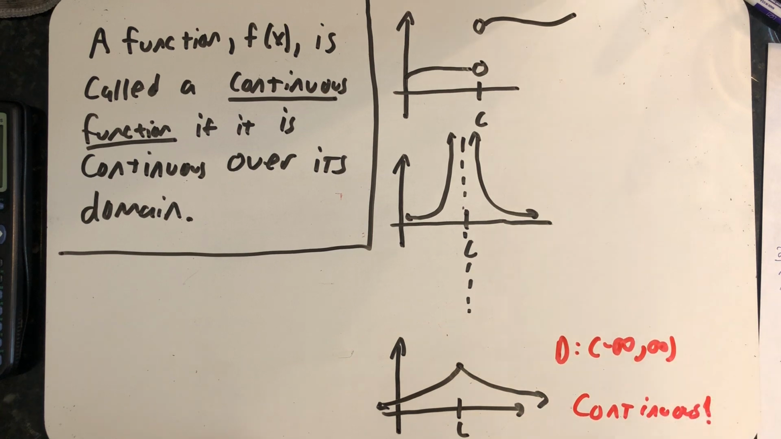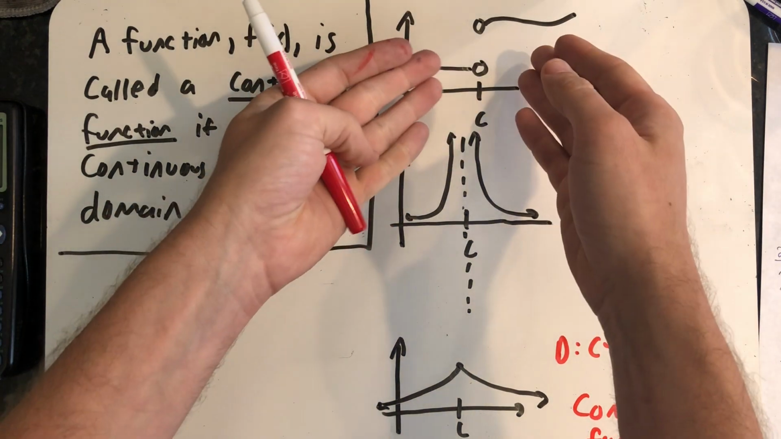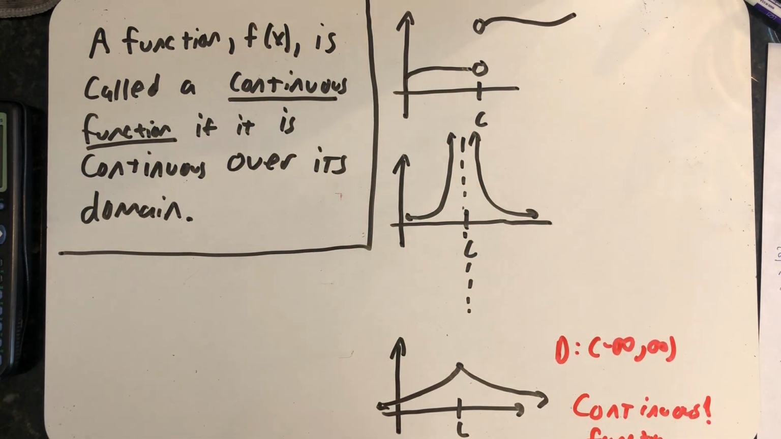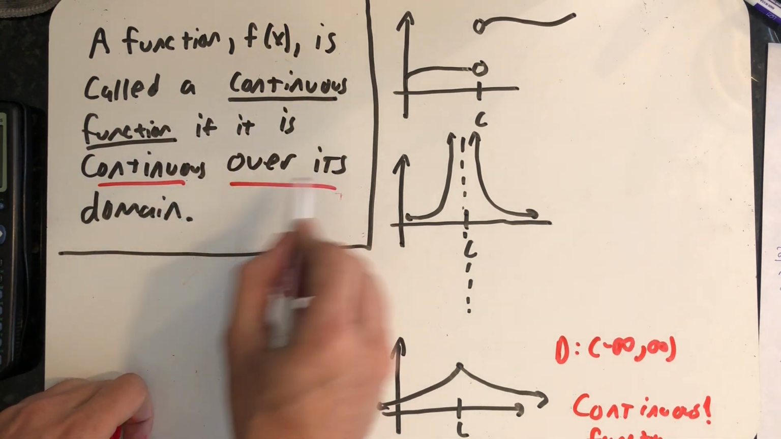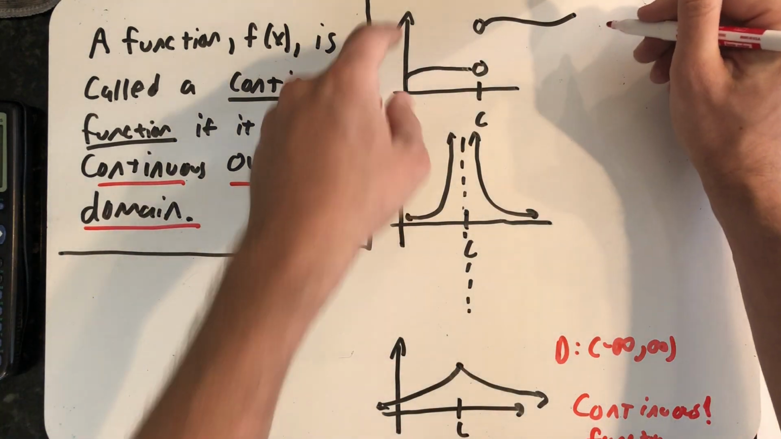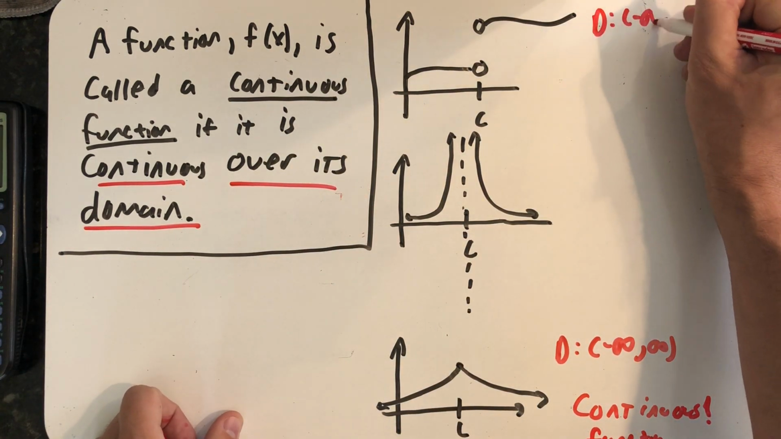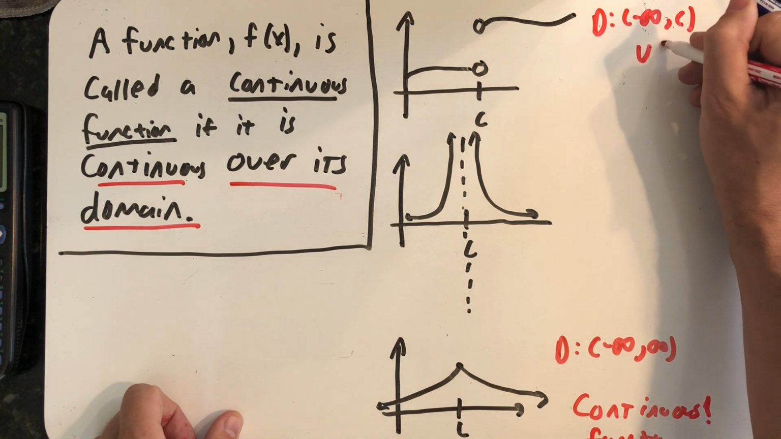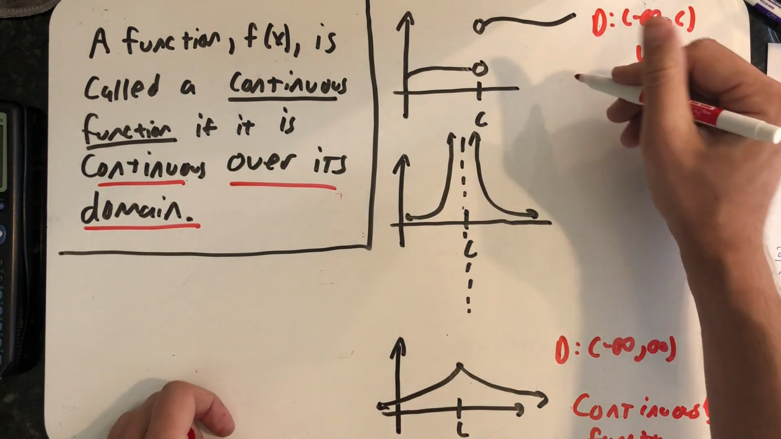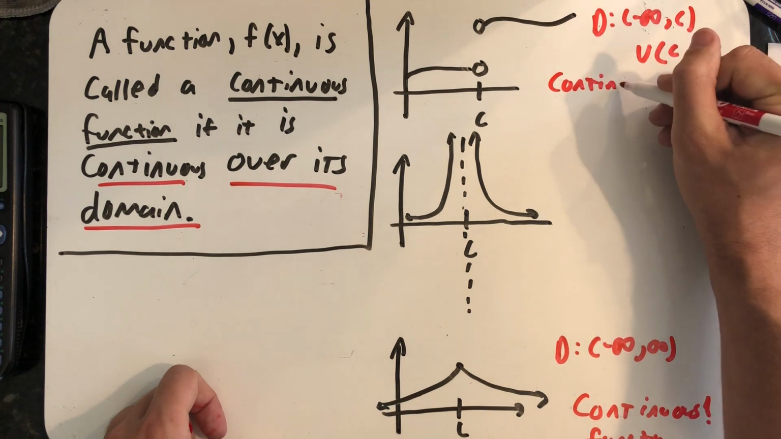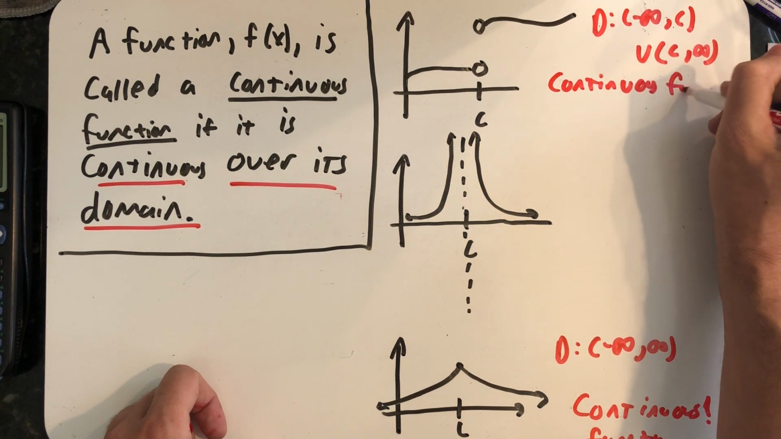What might come as a surprise to some of you is that these are also continuous functions. And right now you might be thinking, Bob's lost his mind. There's a jump discontinuity and an infinite discontinuity. But the key to this definition is a function is called a continuous function if it's continuous over its own domain. So if I look at this function here, its domain does not include C. C gets left out. Everywhere else, that function would be continuous. So shockingly enough, this is also a continuous function.